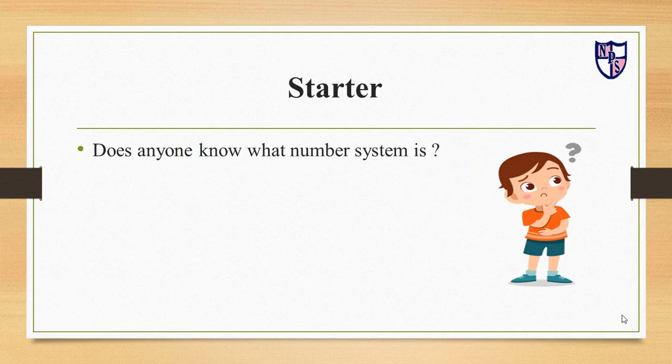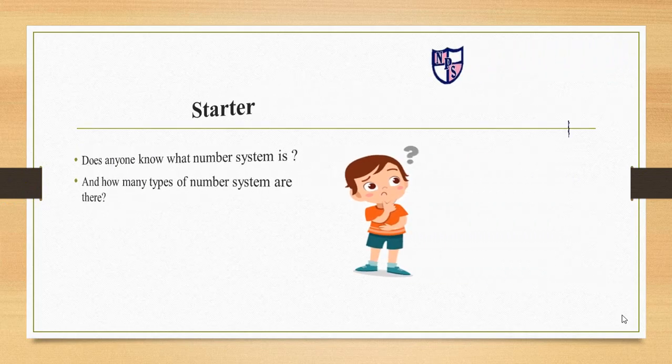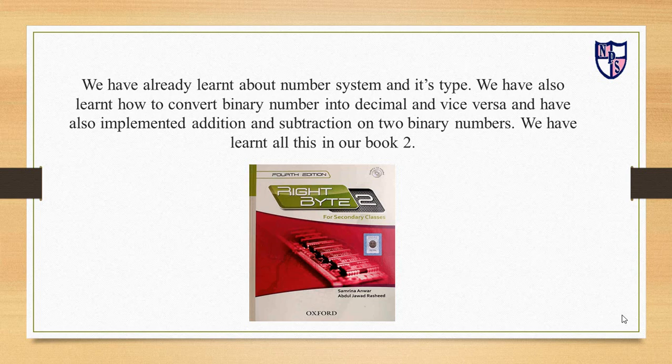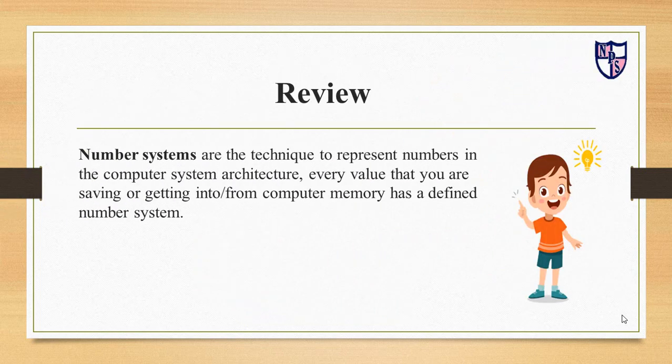Does anyone know what number system is? And how many types of number system are there? We have already learned about number system and its types in our previous class. We have also learned how to convert binary numbers into decimal and vice versa, and have also implemented addition and subtraction on two binary numbers. We have learned all this in our previous book, that is book 2. So here we will have a quick review of number system.